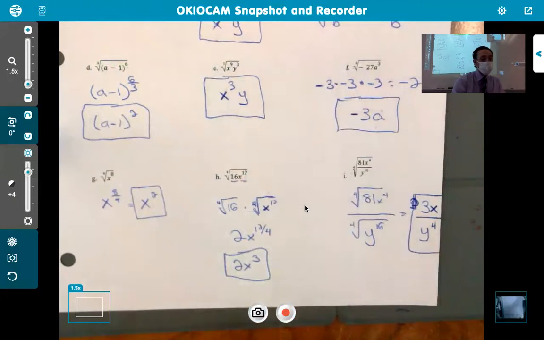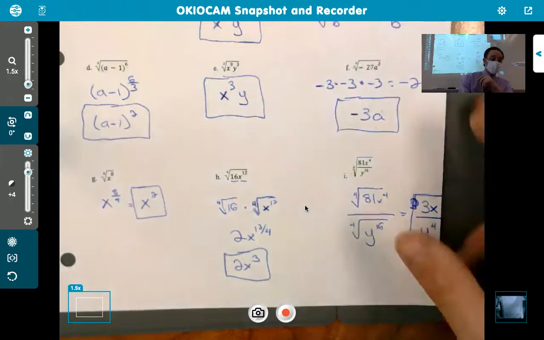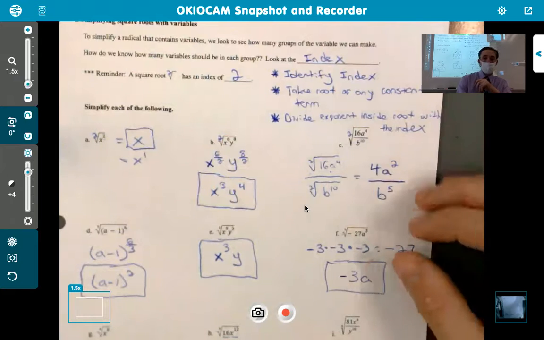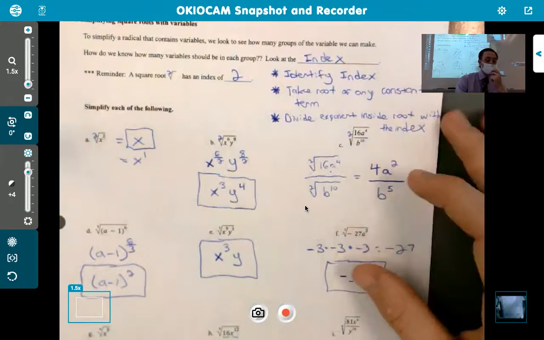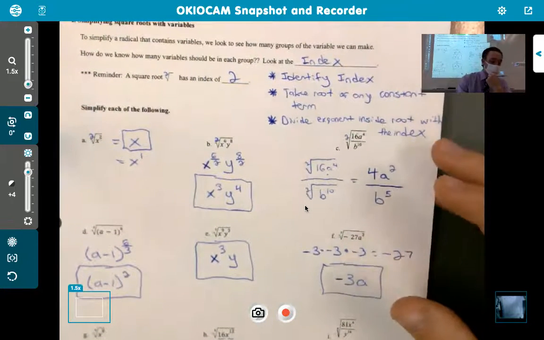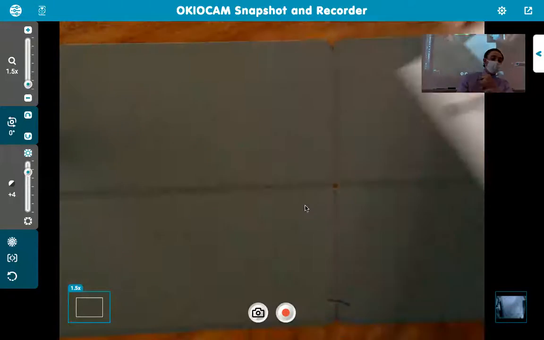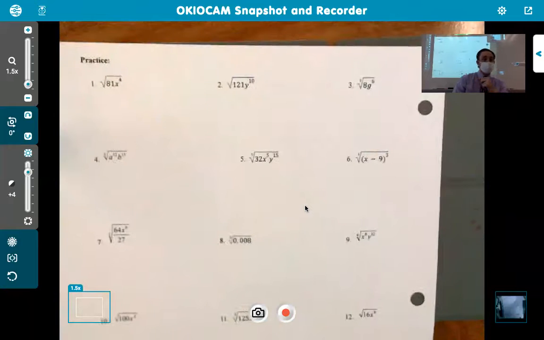Are there any questions about any of the examples we've covered so far? Anything from this first page, the process in general? Anything that I can clear up? Okay, so make sure you're going through your steps: identify the index, take the root of any constant term, and then divide through the exponents from the inside of the root by the number on the outside, which is our index.